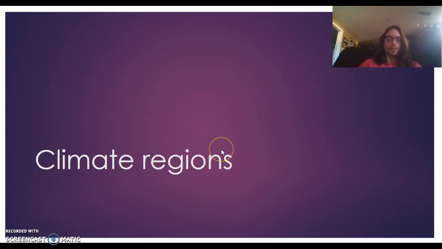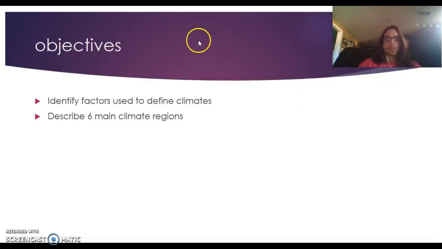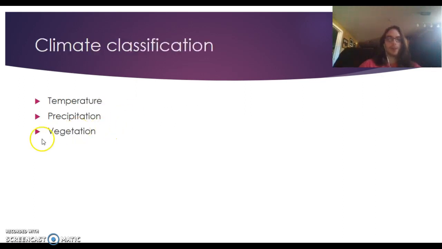All right, welcome back. Let's build upon our previous climate knowledge and get into climate regions. The objectives for this unit are to identify factors used to define climates and describe the six main climate regions. A lot of the vernacular, or the words that we use for climate regions, changes throughout science, so we're going to use the six climate regions that Edgenuity provided for the quizzes and tests so that you don't get confused.